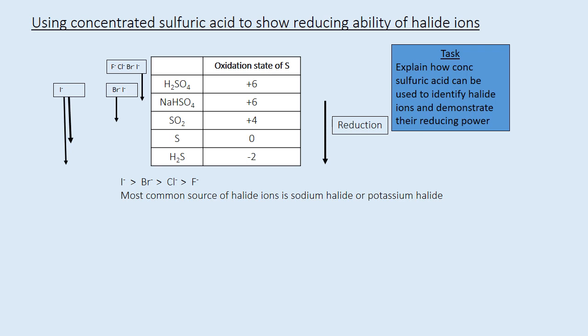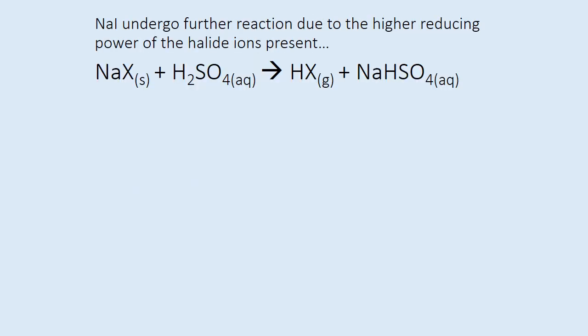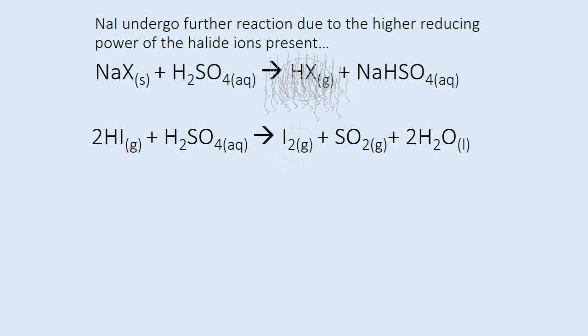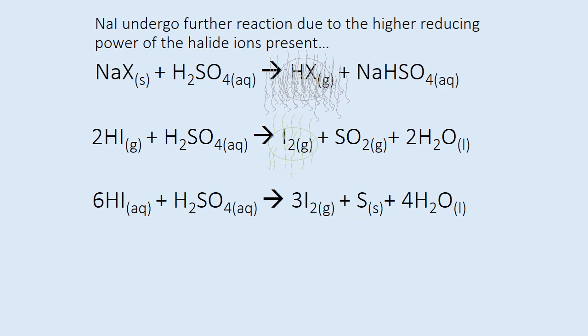Iodide, however, will go further. So let's have a look at what the iodide can do. With iodide, we get the misty white fumes for HX or HI. We'll get the purple vapors for I2, but we also get a further reaction to sulfur solid. Now, sulfur solid is a yellow solid. So we've got observations here of misty white fumes from HX, your purple or violet vapor of I2, and a yellow solid for sulfur.